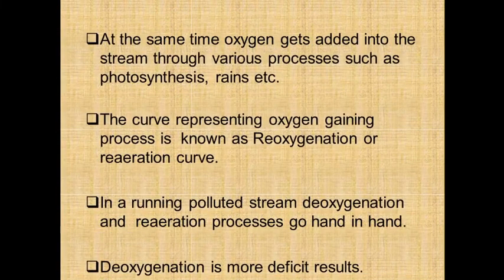At the same time, oxygen gets added into the stream through various processes such as photosynthesis, rains, and atmospheric oxygen. The curve representing the oxygen gaining process is known as the reoxygenation or reaeration curve. In a running polluted stream, the deoxygenation and reaeration processes go hand in hand. Simultaneously deoxygenation is carried out, and simultaneously reoxygenation is also carried out. Next, if deoxygenation is more, a deficit results.